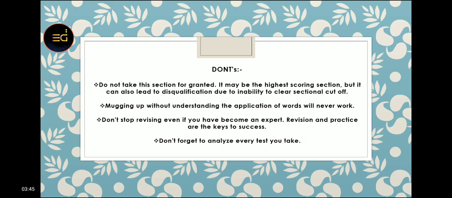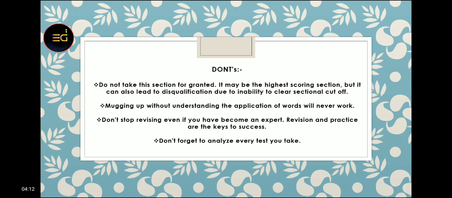And now let's move on to the don'ts. What you need not do. Do not take this section for granted. Well, it may be the highest scoring section, but if you do not take it seriously, it can also lead to disqualification, because sectional cutoff in exams like IBPS PO, IBPS Clerk are very important.